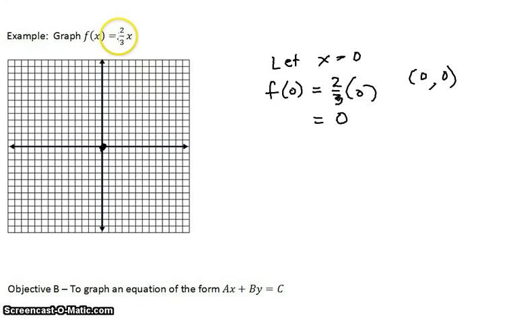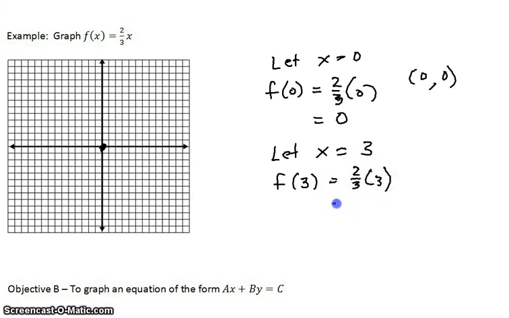Now I need to pick a number that's divisible by 3 because the denominator is 3. So I'm going to let my second point be 3. So at 3, I'm going to plug that in. I get 2/3 times 3. And I get an answer of 2. So my second point is 3, 2. So I go right 3 and up 2. So my second point is 3, 2.